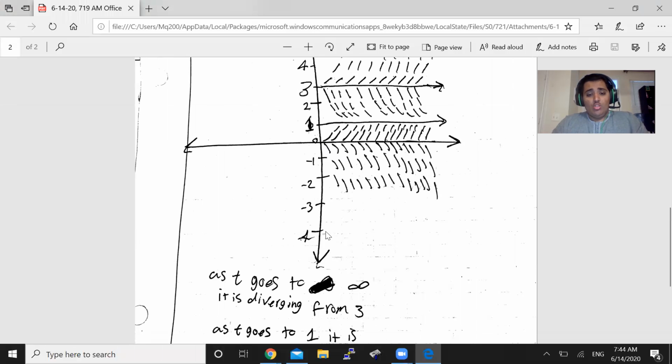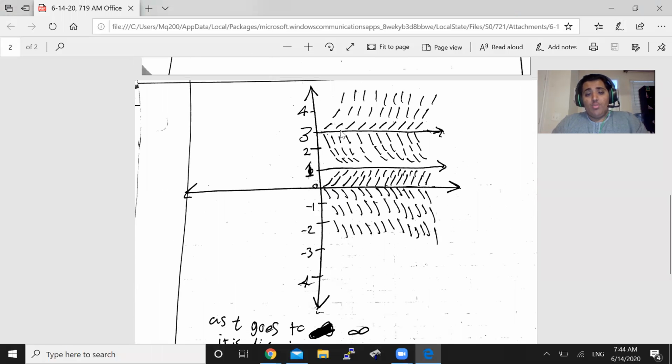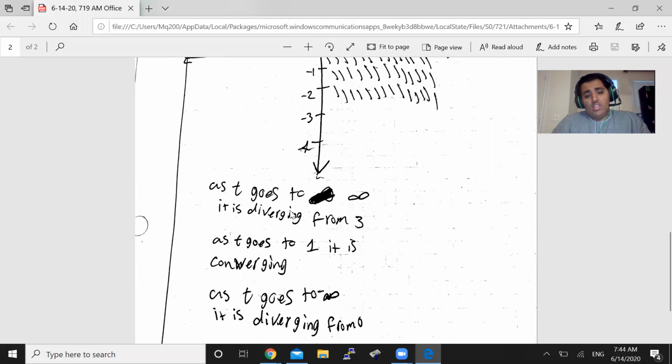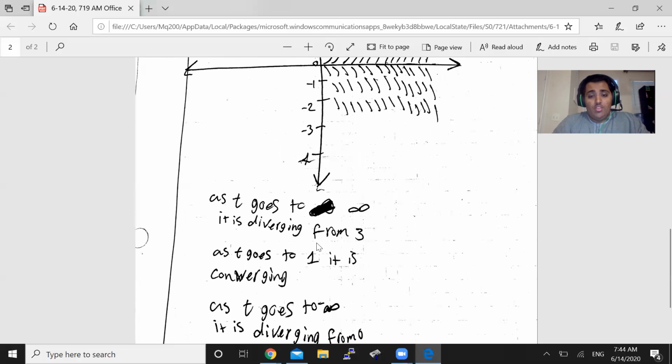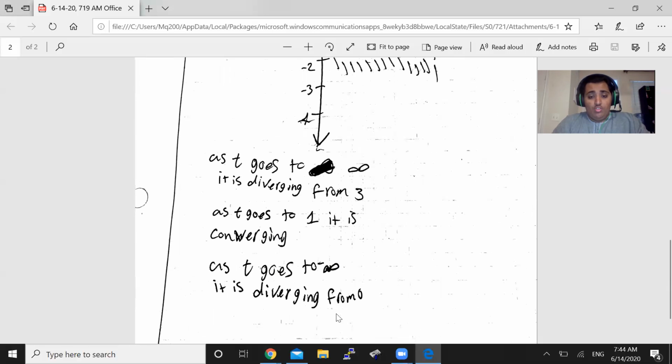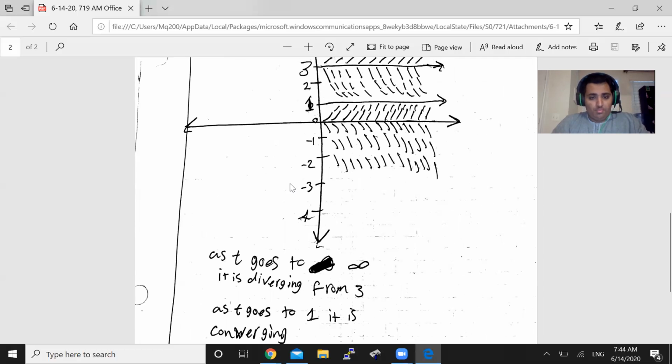And it tells you here how it's divergent. You can see from 3, it's going to diverge. But at 1, it's converging toward it. And 0 is reflecting 3, diverging away from it. So as t goes to infinity, it diverges from 3. And if t goes to negative infinity, which is down, it diverges from 0. But if t goes to 1, it's going to converge.